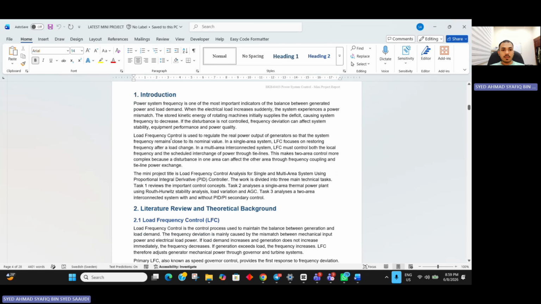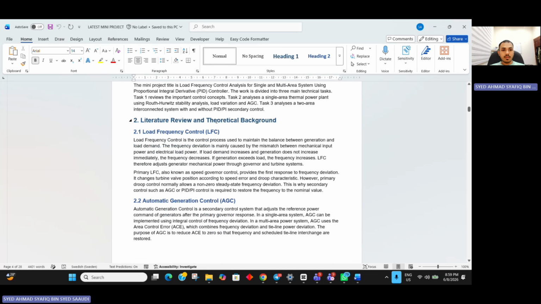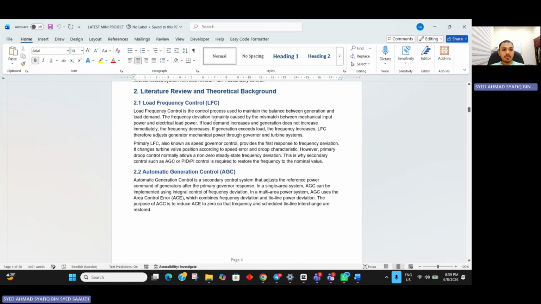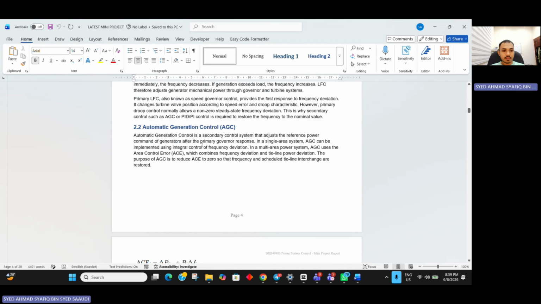So we have load frequency control (LFC) in this project, and a multi-area system using proportional integral derivative (PID). For the literature review, we have the literature review for load frequency control (LFC) and also automatic generation control (AGC).